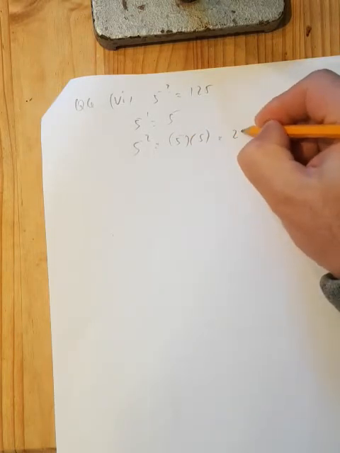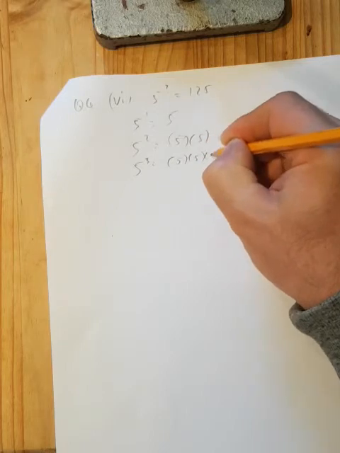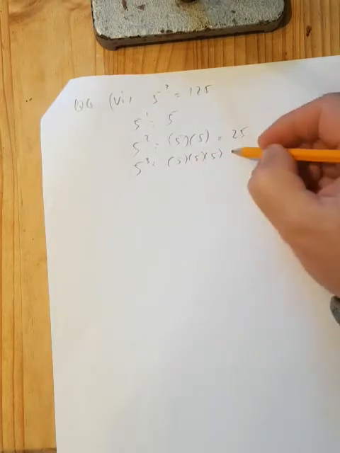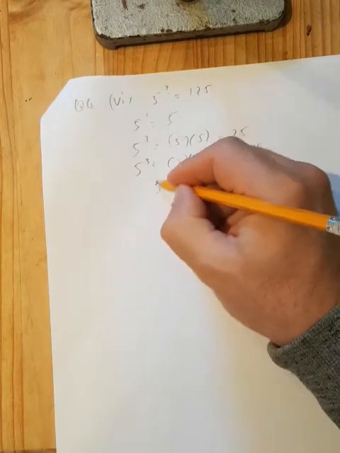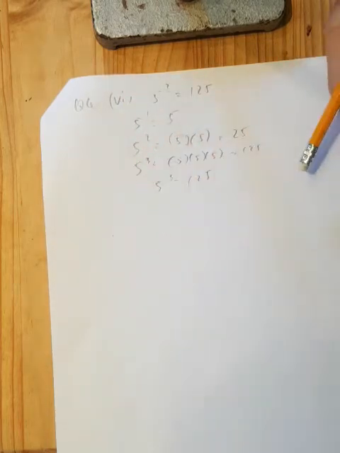So 5 by 5 is 25. 5 by 3. 5 by 5 is 25, by 5 is, oh look, 125. So by sheer coincidence, the same answer as the previous one, the answer was to the power of 3.